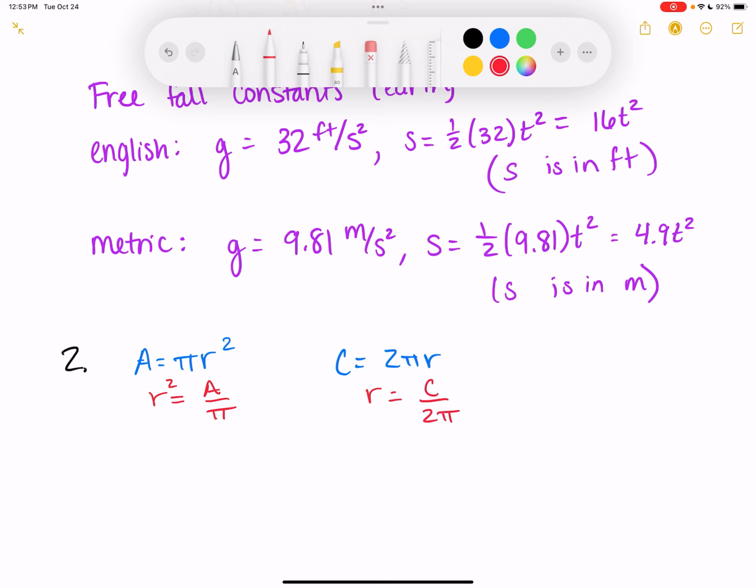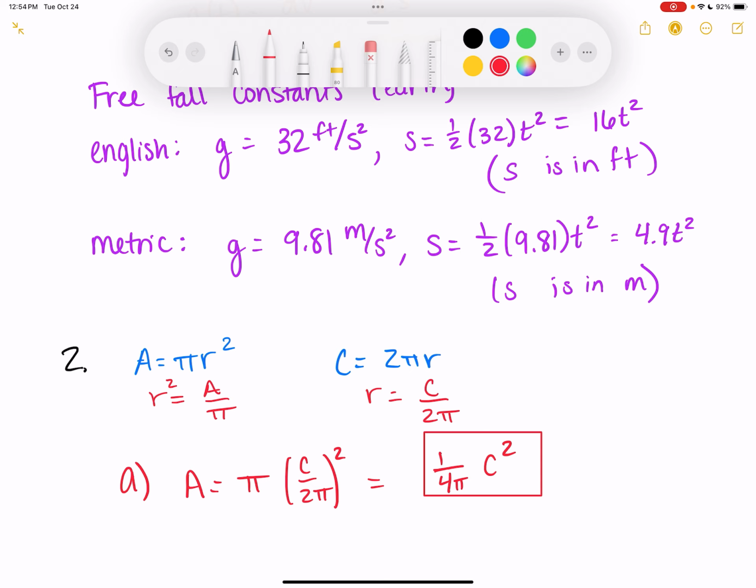Okay. So now I can do this. Write the area of a circle as a function of the circumference C. So that means in this equation, for R, I'm replacing it with C over 2 pi, because I want it as a function of C, which means I can't have R. So A equals pi times (C over 2 pi) squared, also known as 1/4 pi times C squared. So this is area as a function of circumference.